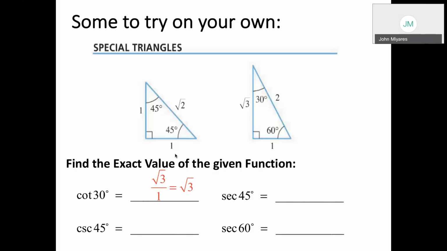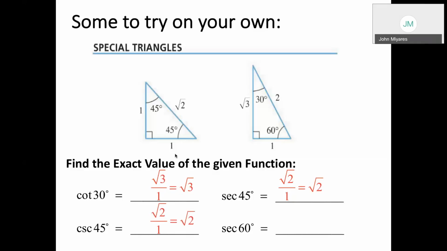For the secant of 45 degrees, we want to look at the triangle on the left-hand side and look at the ratio of the hypotenuse to the adjacent side, since the secant is the reciprocal of the cosine. Doing that here gives the secant of 45 degrees equal to the square root of 2 over 1. The cosecant of 45 degrees is going to be the same thing because here we want to take the hypotenuse over the opposite, or the reciprocal of the sine, to get the square root of 2 over 1.